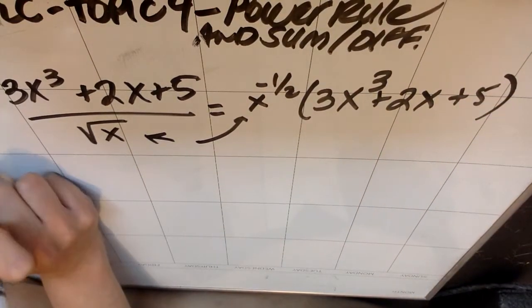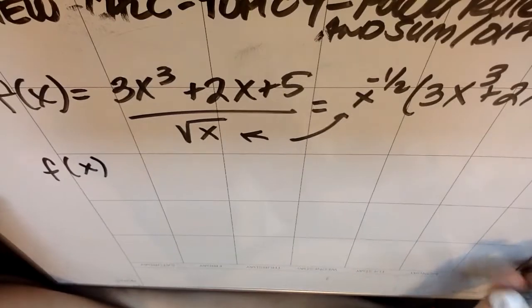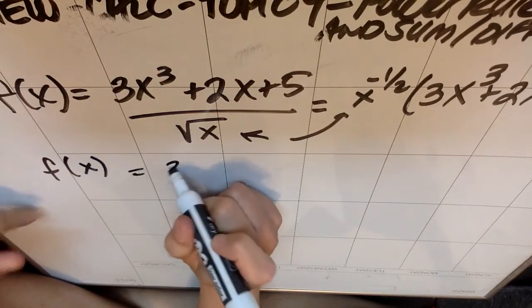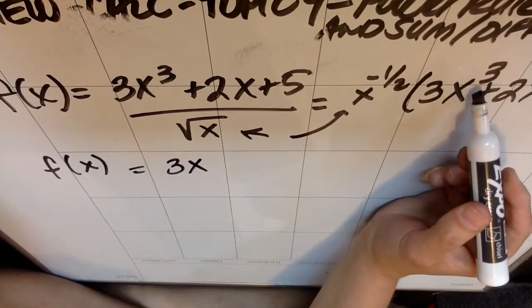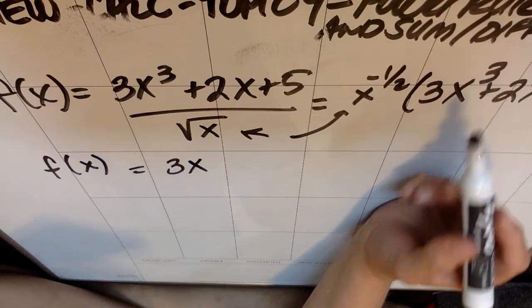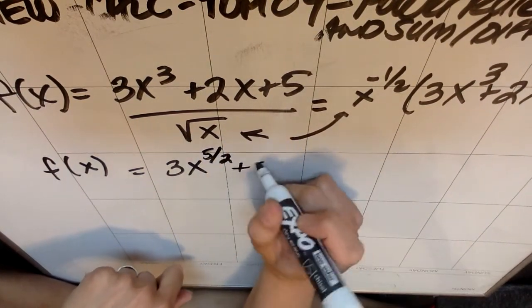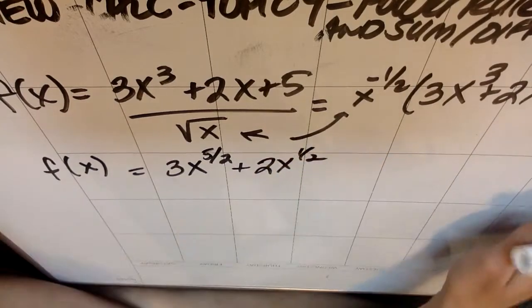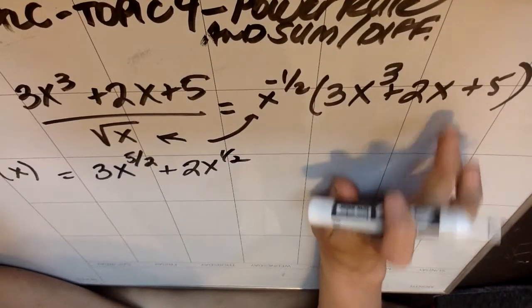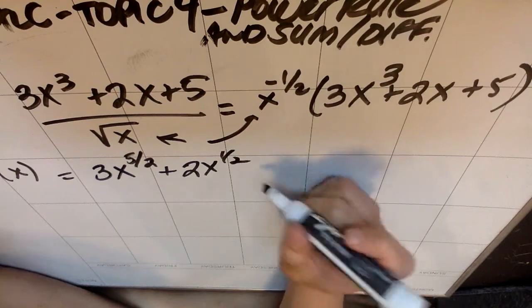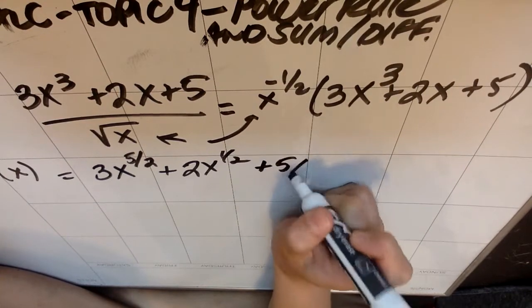So if you did that, you'd get that your f of x is equal to 3x to the... So 3 is the same as 6 halves. 6 halves minus a half would be 5 halves, so 3x to the 5 halves, plus 2x to the 1 half, right? Because this 2x to the first, well, 1 minus a half is a 1 half, right? Plus a 5x to the negative 1 half.